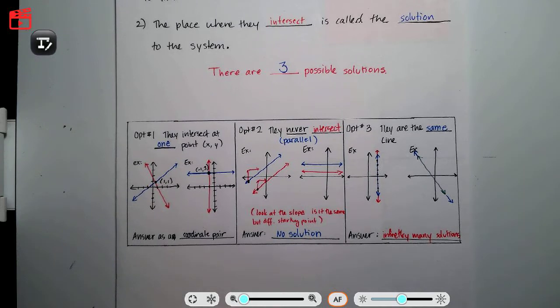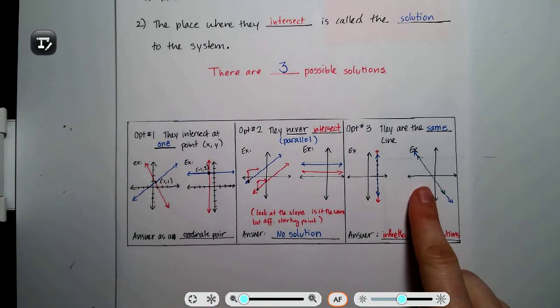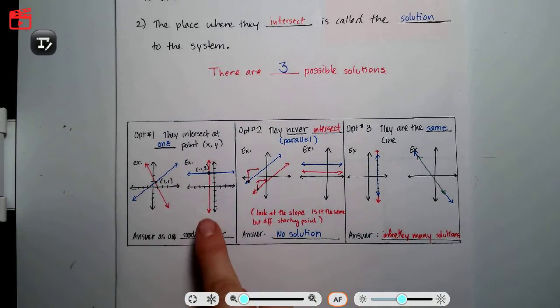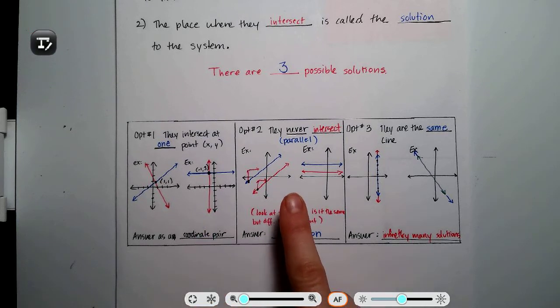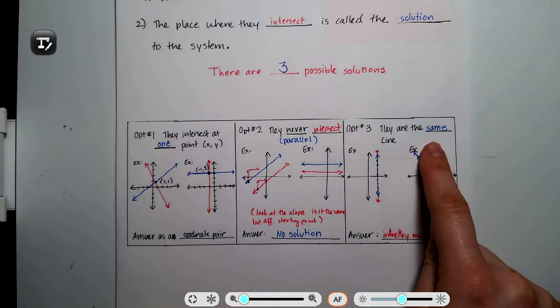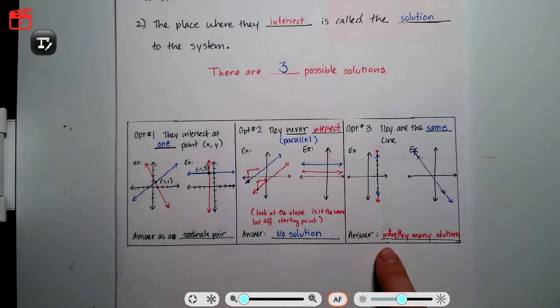Okay, a quick summary. We have 3 options for graphing. First option, they intersect at one point. Your answer will be a coordinate pair. Second option, they never intersect. So your answer will be no solution. Third option, they are the exact same line. So your answer will be infinitely many solutions.